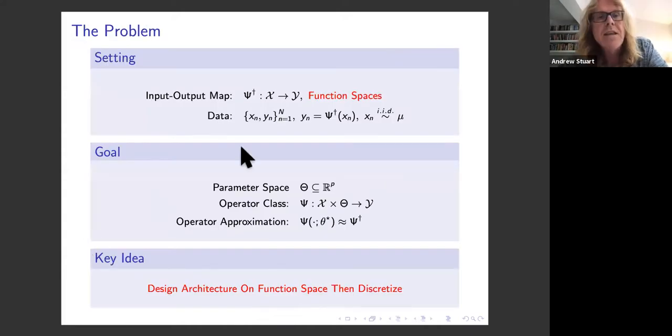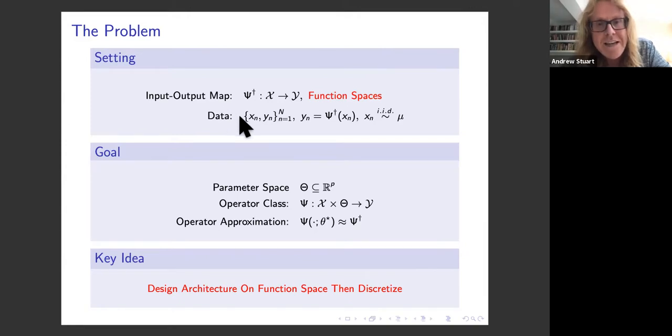So the setting that I'm going to be working in this talk is this one. I'm interested in learning an operator or a map between function spaces, and we'll call that psi dagger. So that's our unknown function that we wish to recover from data. And specifically, X and Y for this talk will be function spaces. More generally, this idea is applied to X and Y being separable Banach spaces, but you should think for this talk of X and Y as being spaces of functions over a domain D in R^d.